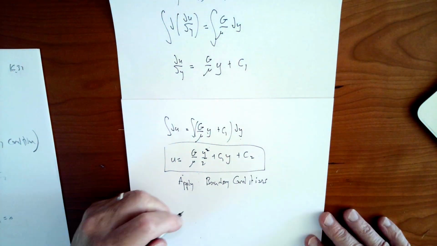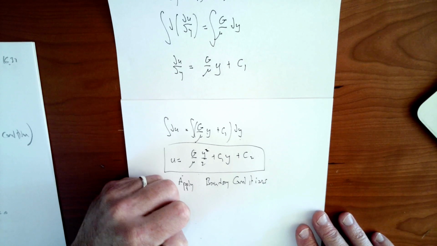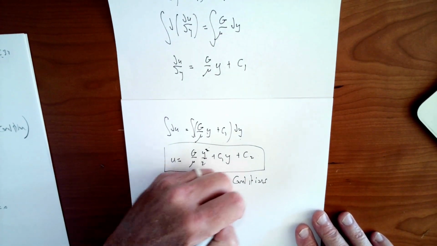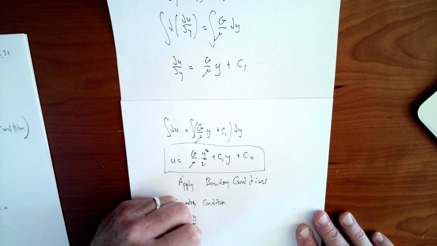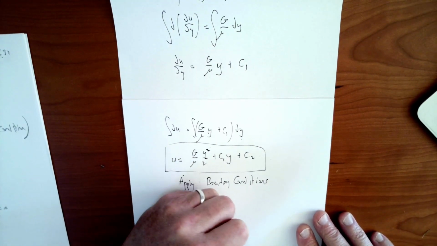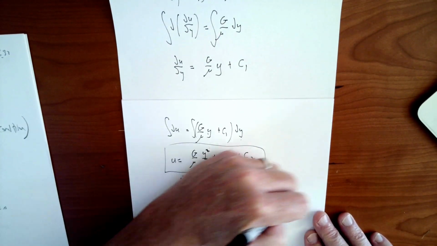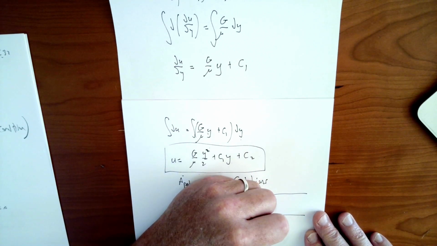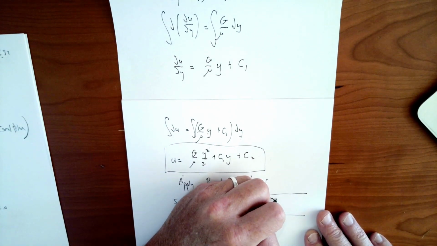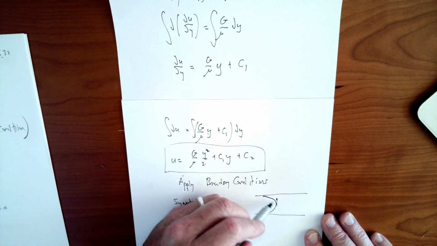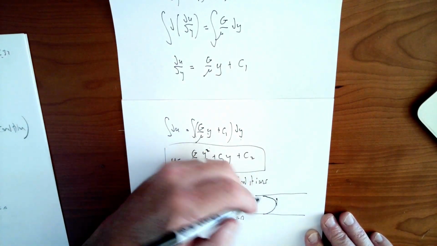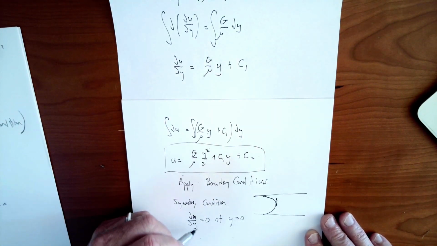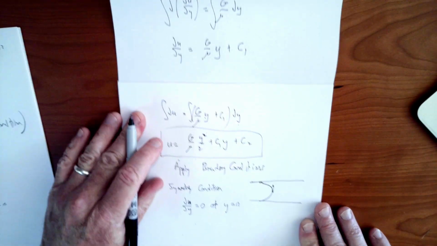So the first condition I'm going to apply is what's called a symmetry condition. The symmetry condition says that du dy equals 0 at y equals 0. Because in the middle of this channel, I don't exactly know what the shape of this velocity profile is, but there's no reason to think it's not symmetric top and bottom. So whatever this is, the top is going to be the same as the bottom. This channel is completely symmetric. So one condition is that du dy will be 0 at y equals 0. And that's an easy condition to apply.